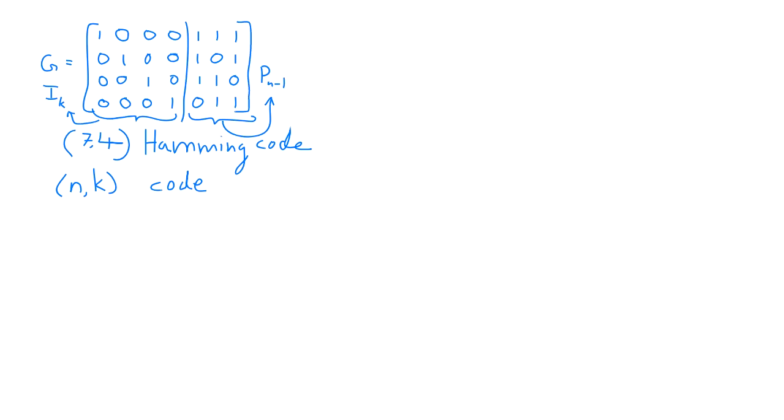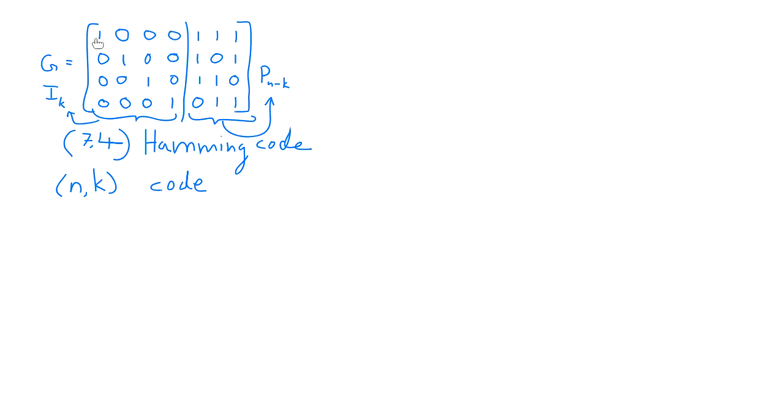So we have the generator matrix which has two parts. The first part of the generator matrix is an identity matrix of size k. In the case of the 7-4 Hamming code, the value of k is 4. Therefore, the identity matrix is a 4 by 4 matrix. That means it has 4 rows and 4 columns. So it's a 4 by 4 identity matrix, which is the first part of the generator matrix.